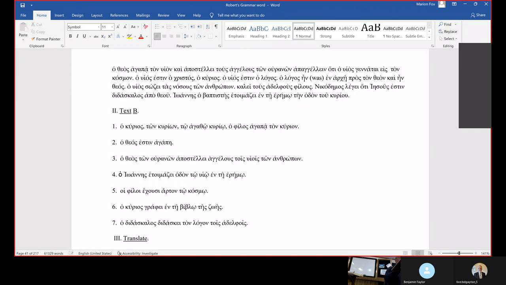Let's go back up here now. Let's take the next one up here. Ho huios estin ho logos. The Son is the Word. The subject is ho huios, the Son, and he is, and logos is the word for word. Now, there are several different Greek words for word, and there's a lot of discussion about what it means when it says in the beginning was the Word, logos, and the Word was with God, and the Word was God.